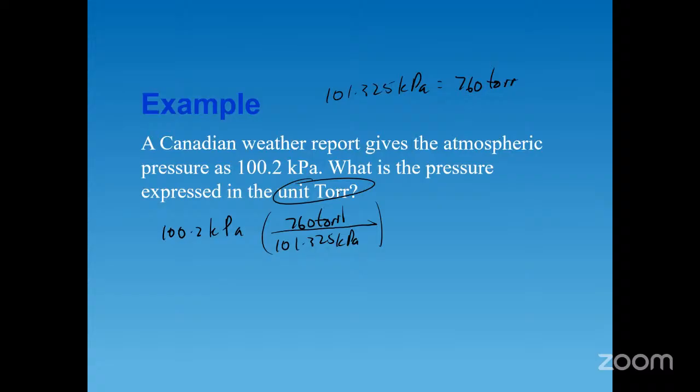100.2 divided by 101.325 times 760. Did I do that right? Let me do this again. Okay, so according to my calculations, and please correct me if I'm wrong, I got 751.6. And the units here would be torr. So that's a relatively simple problem, all right?